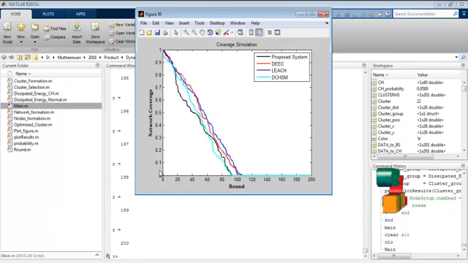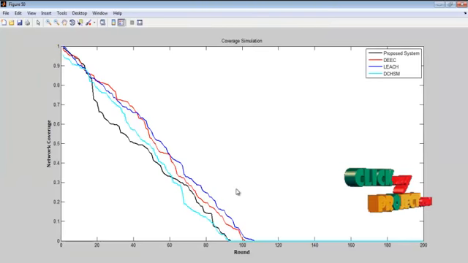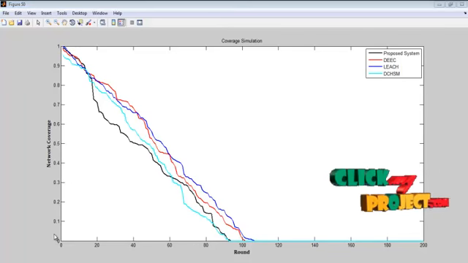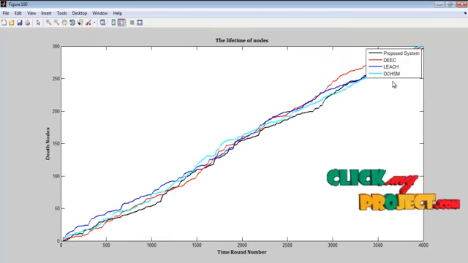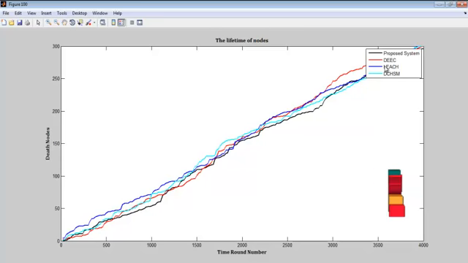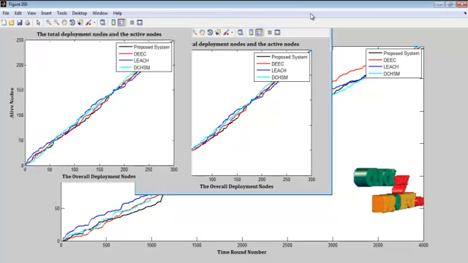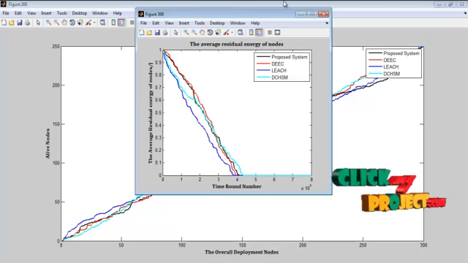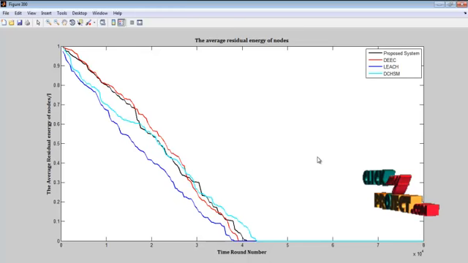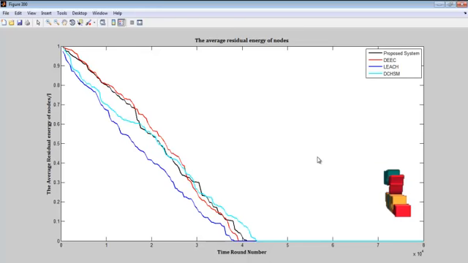In this graph, this is the network coverage. Here the coverage simulation has been achieved with our proposed system and also our existing system, and this is the dead node estimation, comparing our existing and our proposed system, and this is the alive node. This also compares our existing and our proposed system, and this is the final graph for the average residual energy with our proposed and also existing system.